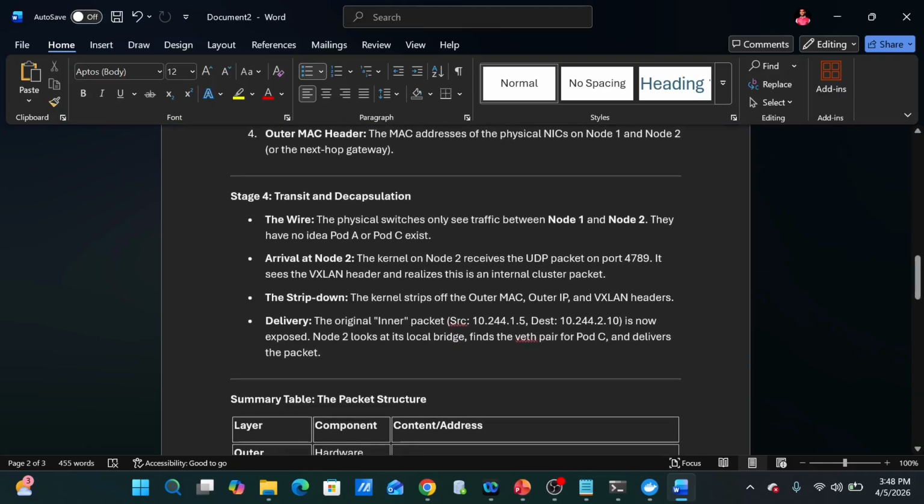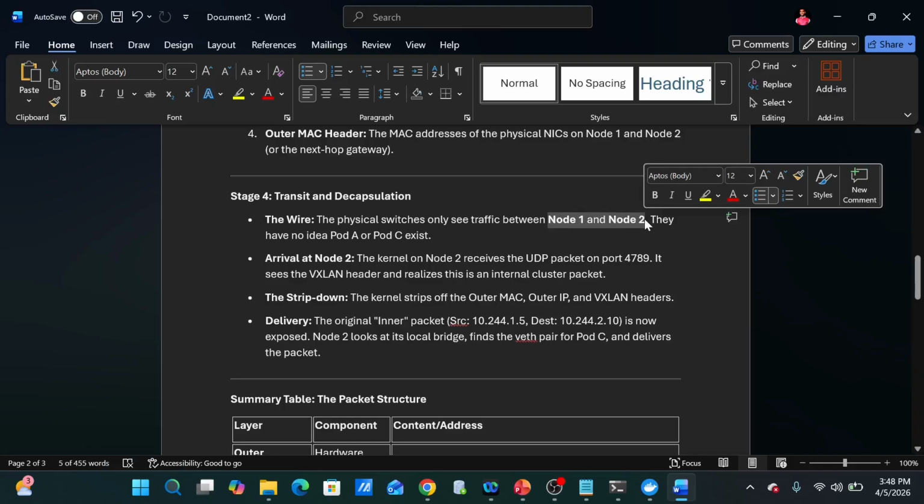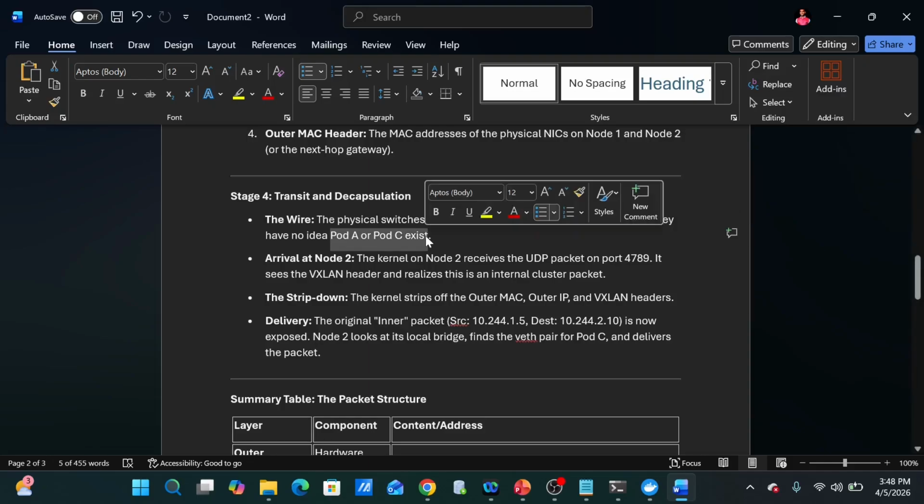So now stage 4, the transit and decapsulation. Like we have encapsulated, we have made a capsule of 2 layers. The wire, the physical switches only see traffic between node 1 and node 2. Okay, the most important thing. Now the physical or virtual switches that are being used for the node communication are only able to see the node 1 and node 2 IP and MAC addresses. So they have no idea that pod A or pod C exist. This is the most important thing. They have no idea at this level.